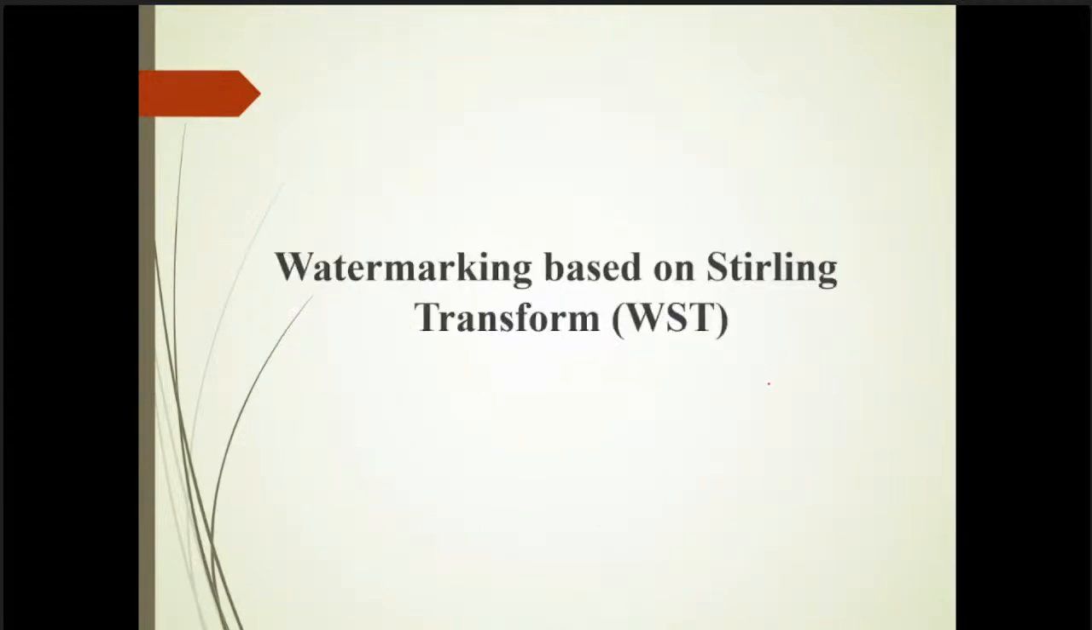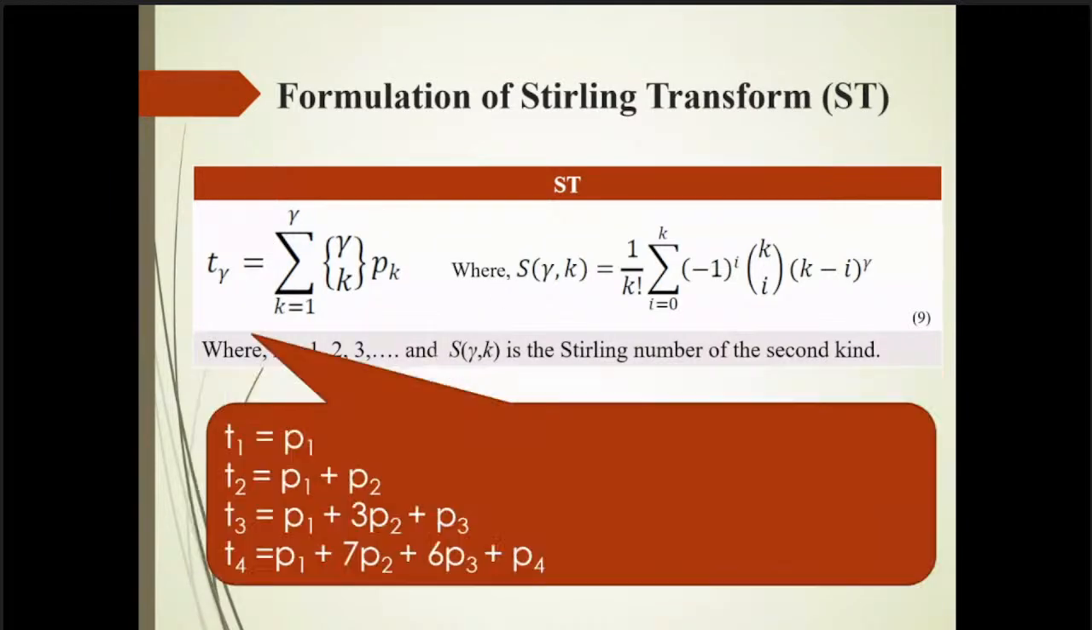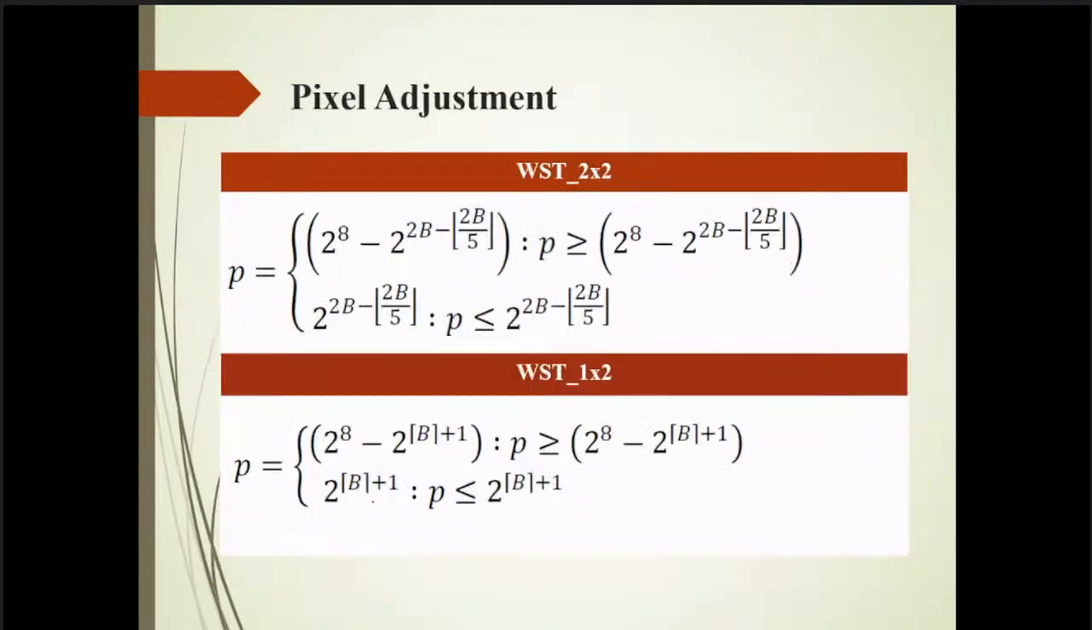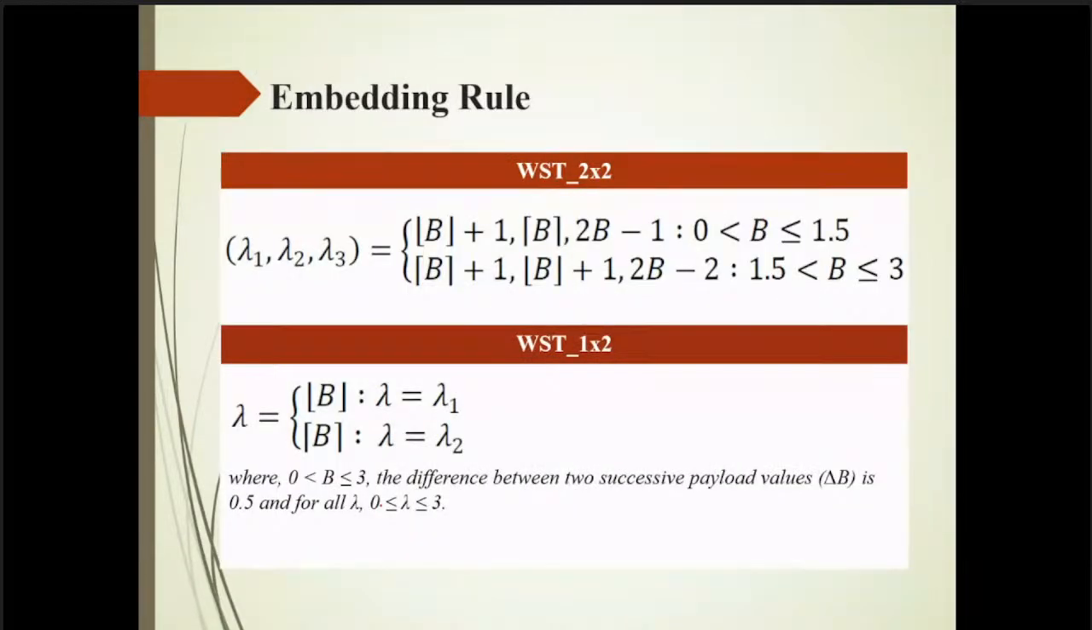Now we are coming to the Stirling transformation, another transformation. These are the transform equations, and this is the forward computation for 2x2. This is the inverse computation for 2x2. I could not include everything, otherwise the slide would be much bigger. These are some pixel adjustments in the methodology we have used, and we have used a cat map for scrambling the secret information.